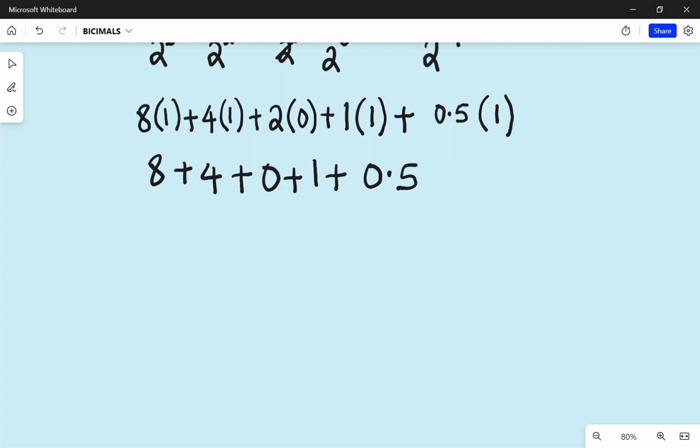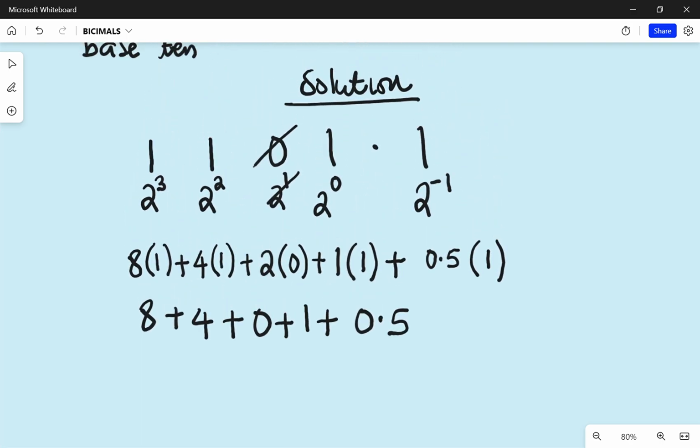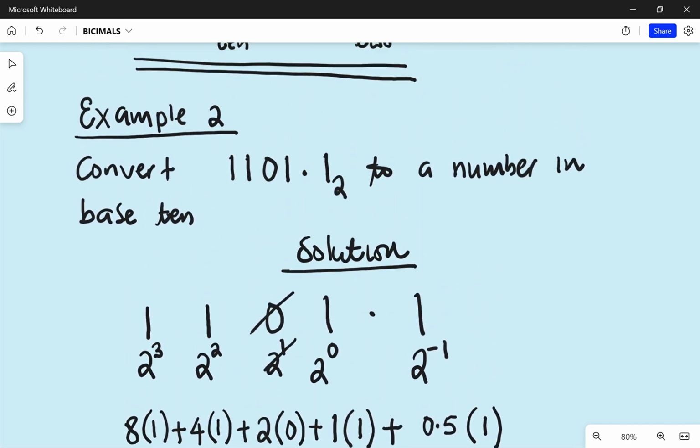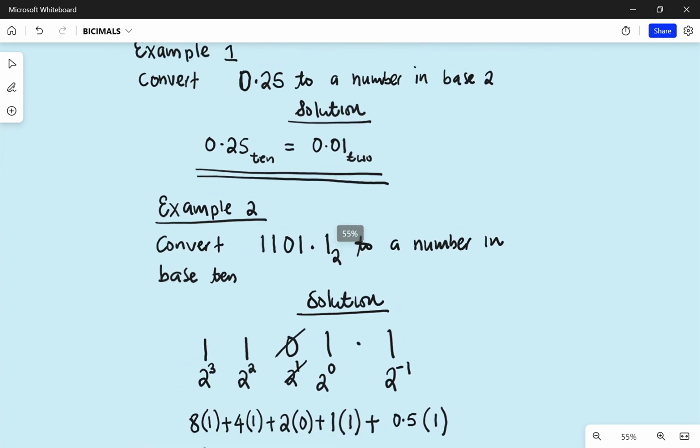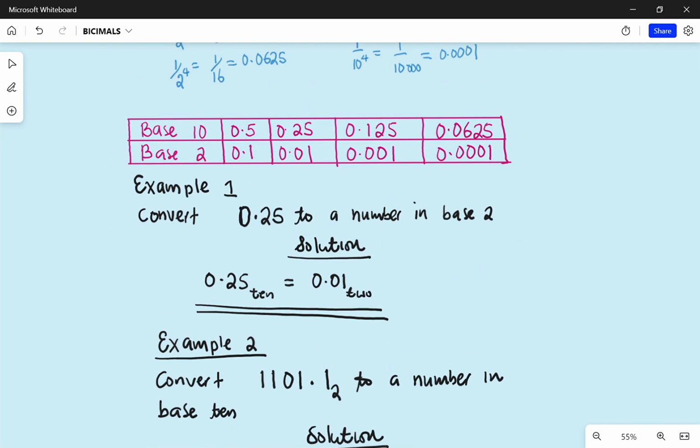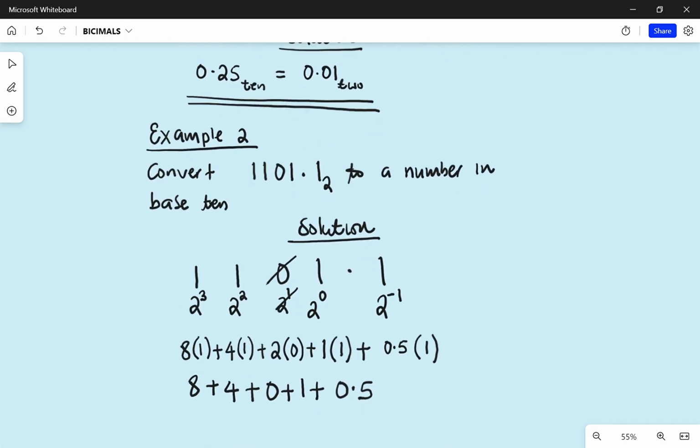From the table there, I want you to just have a look. Have you seen 0.1 here is equivalent to 0.5? So 0.1 there is equivalent to 0.5 there. I hope you are able to see. That is the importance of us coming up with this conversion table. It will really make our work easier.